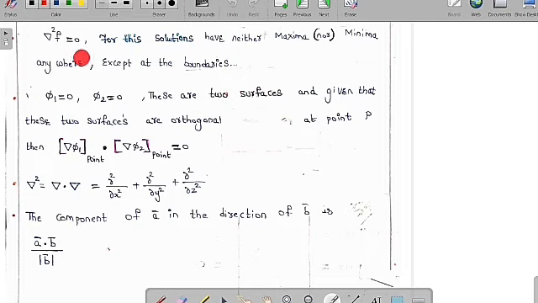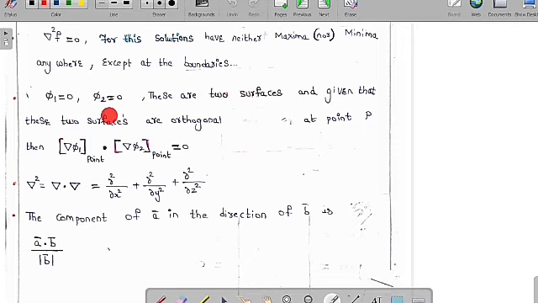Suppose del square f is equal to 0. It is nothing but the divergence of a scalar function, meaning the divergence of the gradient of any scalar function is nothing but del square f. If it is equal to 0, this solution has neither maximum nor minimum anywhere except at the boundaries. Suppose you draw the graph of this function with del square f equal to 0, then you are not going to get any maxima or minima between the boundaries you consider. Only at the boundaries can you get a maxima or minima, but between them you are not going to get any maximum or minimum.